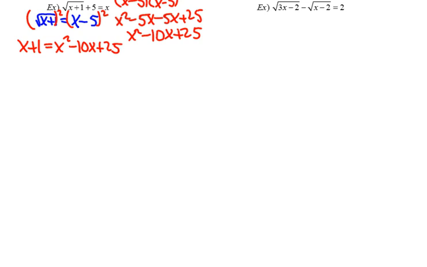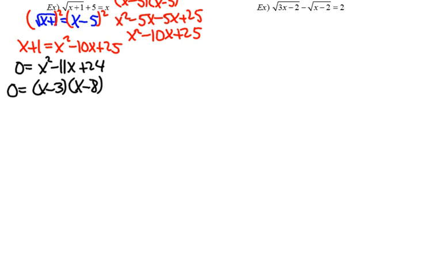Now, this is a quadratic equation. I'm going to set the quadratic equation equal to 0. So again, I'm going to move over the x and the 1. So now I get to see if I can factor it. Are there factors of 24 that add up to be -11? In this case, there is. It's -3 and -8. Set each factor that contains a variable equal to 0. So we have x equal to 3 and x equal to 8.